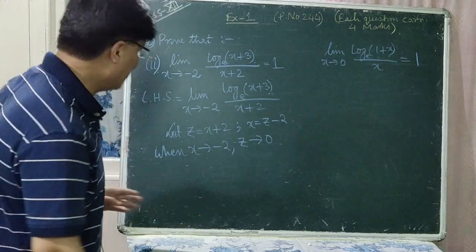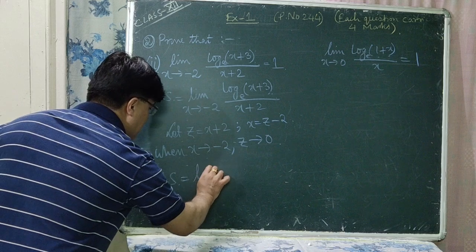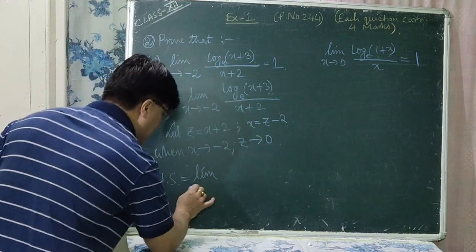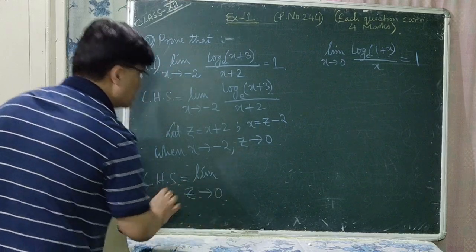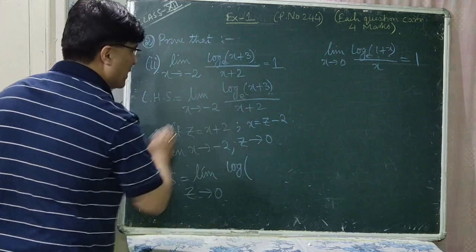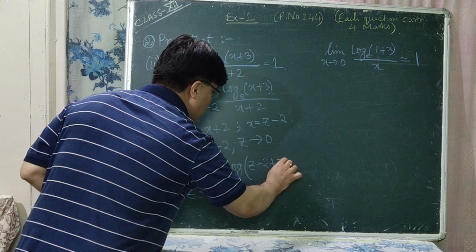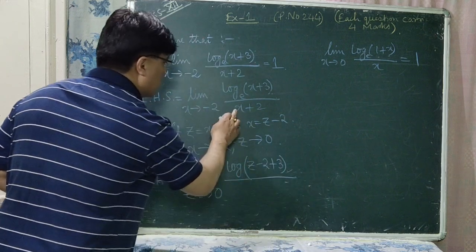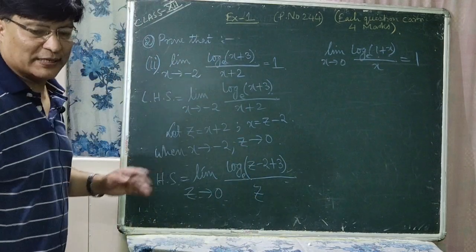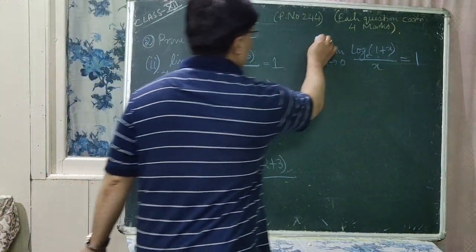Now we will write down the limit z tends to 0, because the new variable z is used out here. Okay. So this left hand side now becomes, LHS is equal to limit. Now instead of x tends to minus 2, what do we write? z tends to 0. Then log of, within bracket, what is the value for x out here? It is z minus 2 plus 3, whole divided by what is x plus 2? It is z. And what is the base here? The base is e. So I think you have understood it.